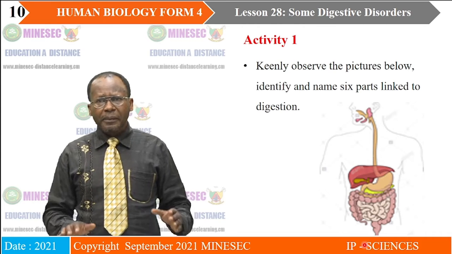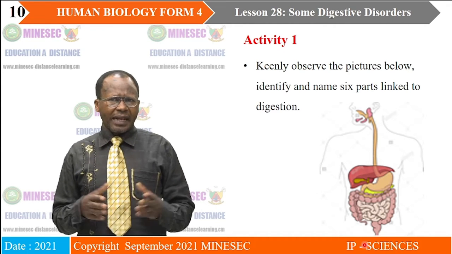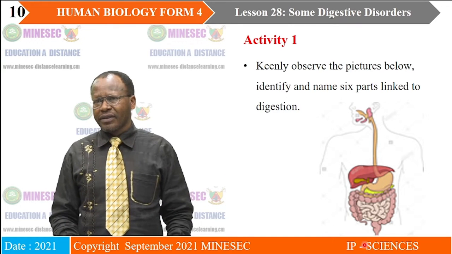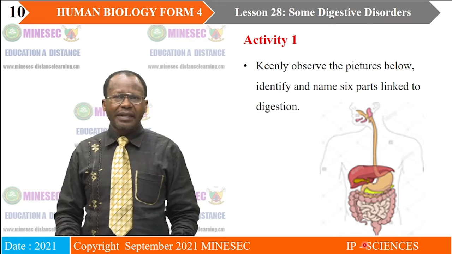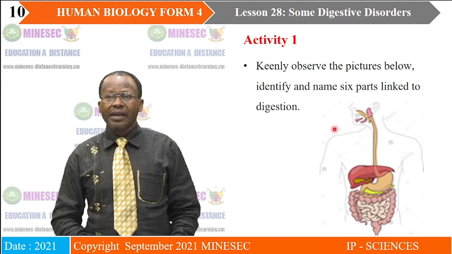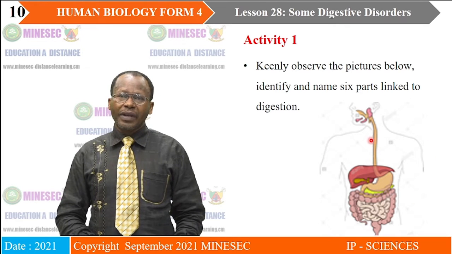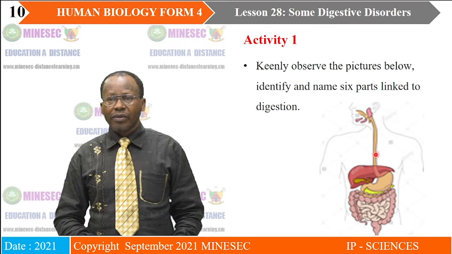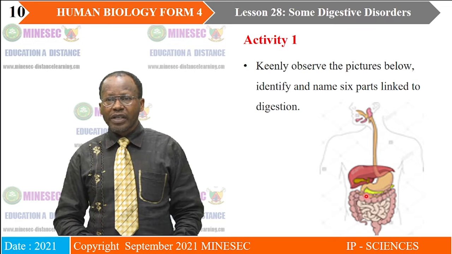Then, let us look at this picture below. Can we identify it or even bring out some parts? If we look keenly at this picture, and based on our previous lessons, we will understand that this is the picture of the alimentary tract. This is the mouth region up here. When food is taken, you swallow it down the esophagus, and it comes to the stomach. This is the liver. And then you have the large intestine, here. This is the small intestine, what we call the ileum.